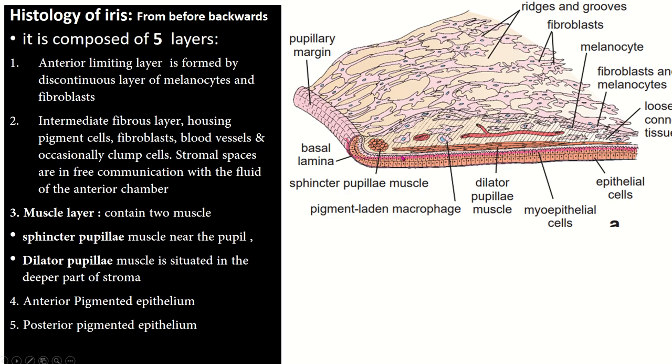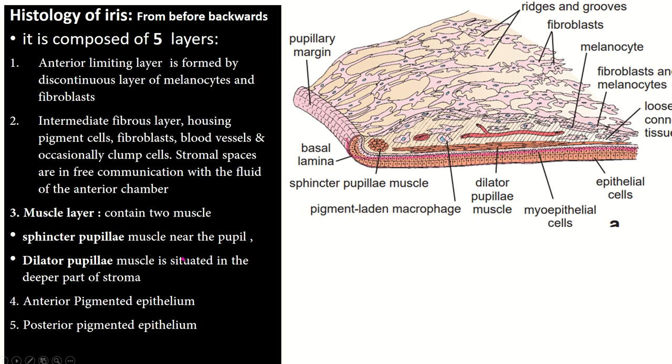Now this is the anterior limiting membrane and this is the posterior limiting membrane. This pupillary margin is irregular and known as the pupillary frill, and this frill is formed due to the reflected part of the posterior epithelium.